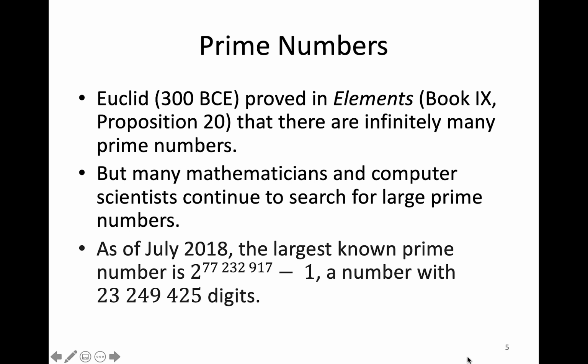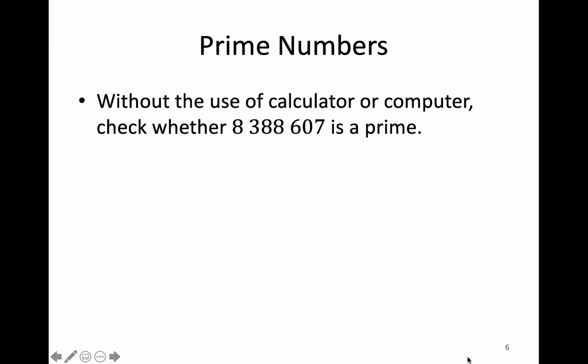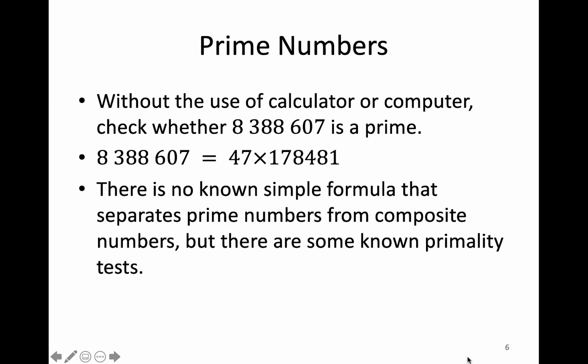This is a number with 23,249,425 digits. So without the use of a calculator or a computer, how can we check whether 8,388,607 is a prime number? This number can be factorized into 47 times 178,481. This is not easy to do without a calculator or a computer. So we do not know any simple formula that can separate prime numbers from composite numbers.